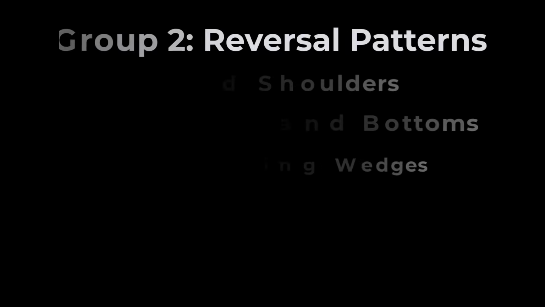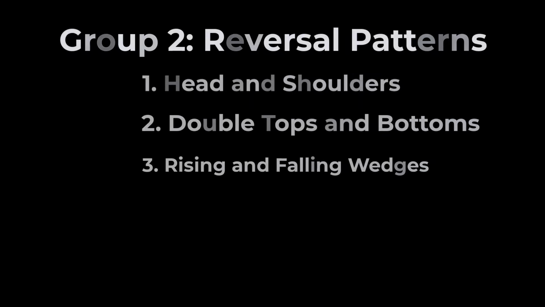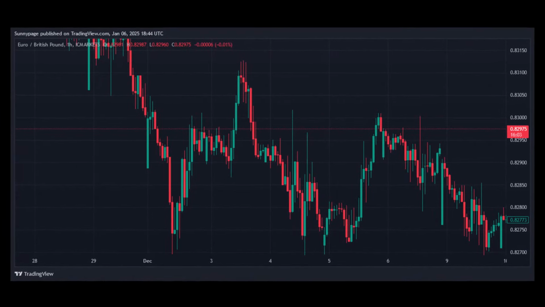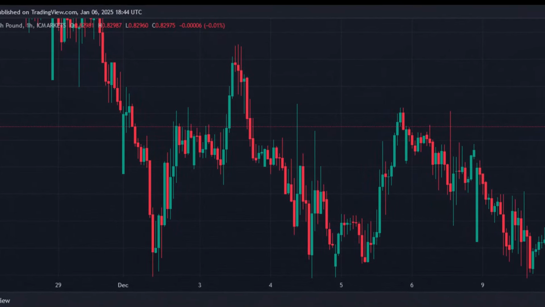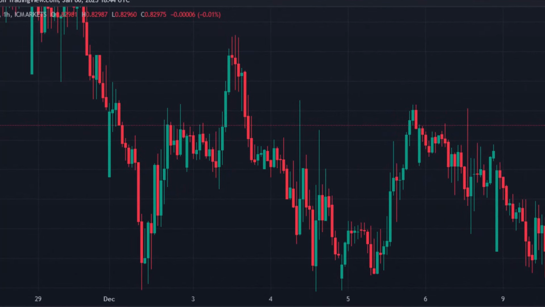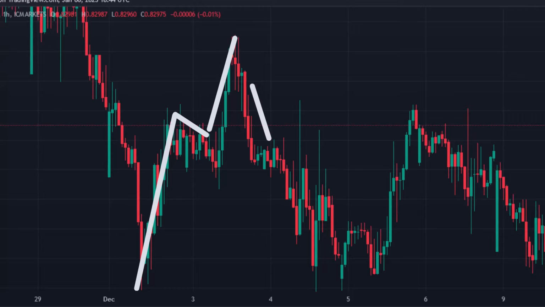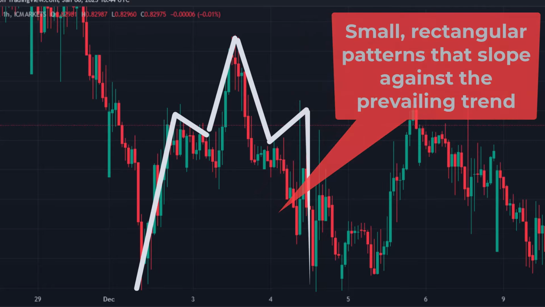Group 2. Reversal patterns. Next we have reversal patterns. These signal a potential change in the current trend. Some of the most reliable patterns include head and shoulders. Head and shoulders is a classical reversal pattern that appears at the end of an uptrend.